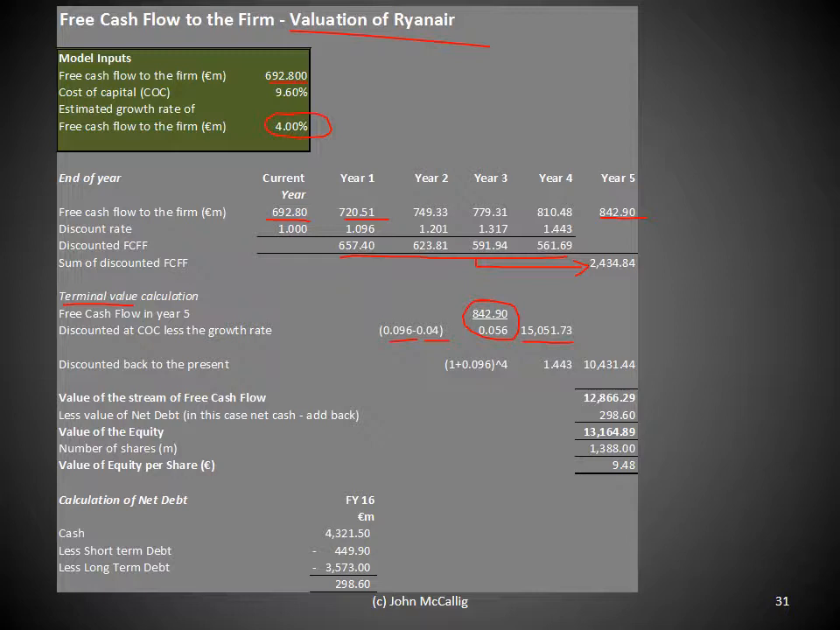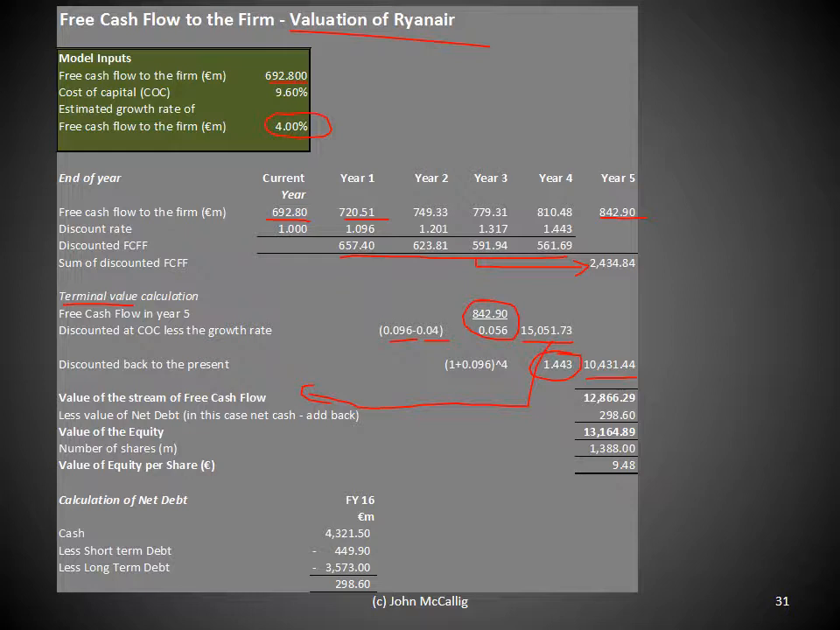However, we need to discount that 15 billion back to year 1, or the current year, so we can add it all up. And to discount it back, we use the 4-year discount rate, which gives us 10 billion. We then add the 10 billion to the 2.4 billion to get 12.8 billion, the value of the stream of free cash flows. That is the value of the firm at this stage, okay?